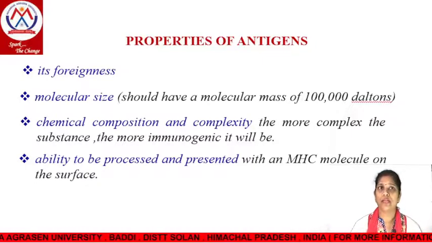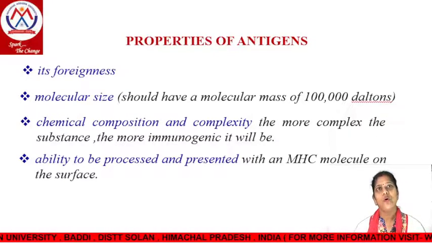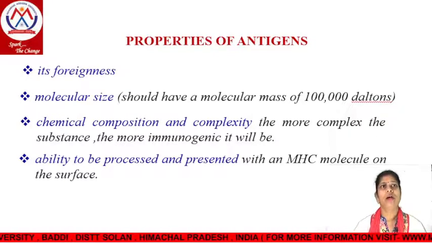The next property is the molecular size. The bigger the size of the molecule, the stronger the antigen it would be. The minimum size of a molecule for being an antigen is 1 lakh Daltons. The third point is the chemical composition and complexity of the molecule. Like if you are getting exposed to a certain molecule which is highly complex in its structure, like having a protein component and a carbohydrate component, etc.